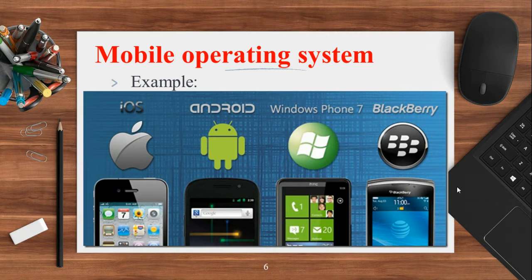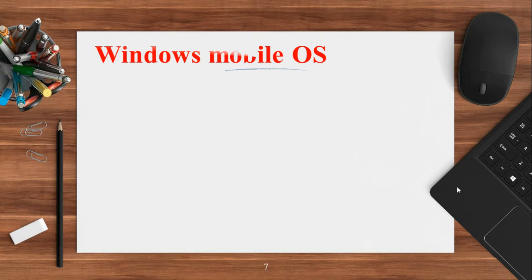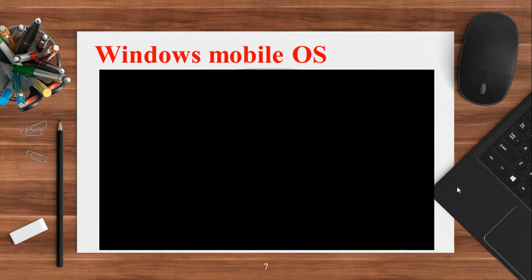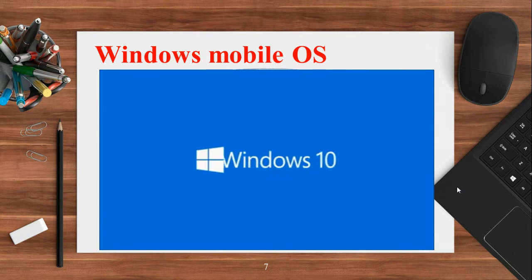For example, Apple iOS, Android, which is used in your mobile phone, Windows, next BlackBerry. Okay, so these are the types of mobile operating system. And next, the first category under that is Windows mobile operating system. Okay, first one we are going to see is Windows mobile operating system.